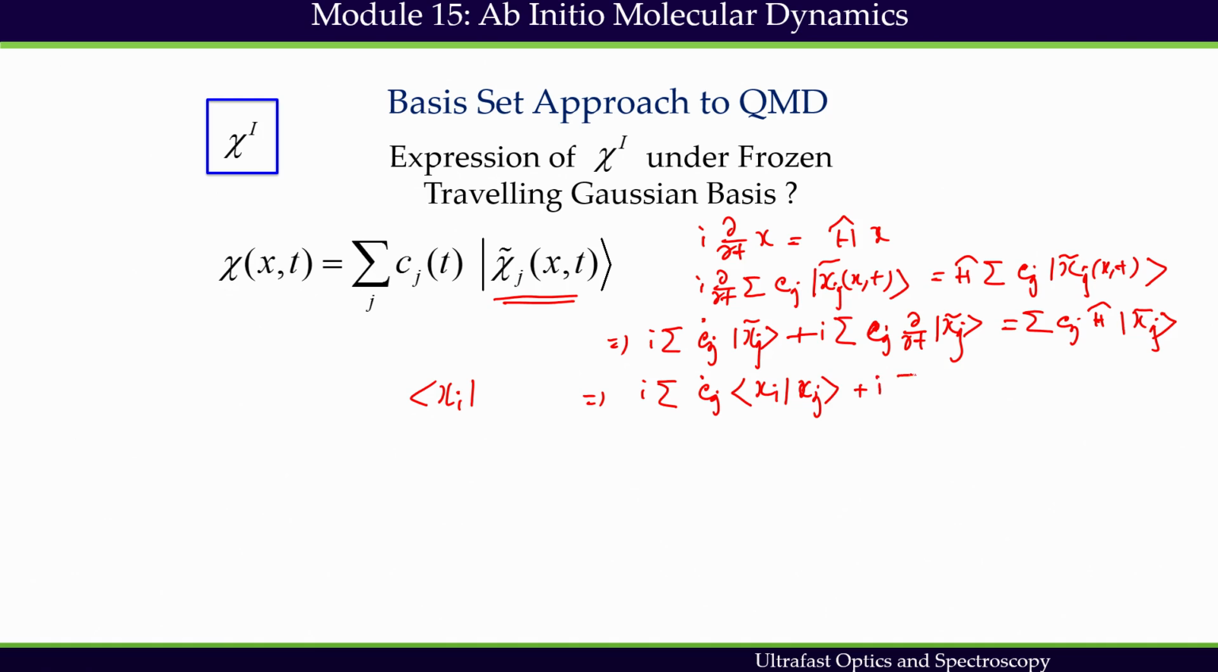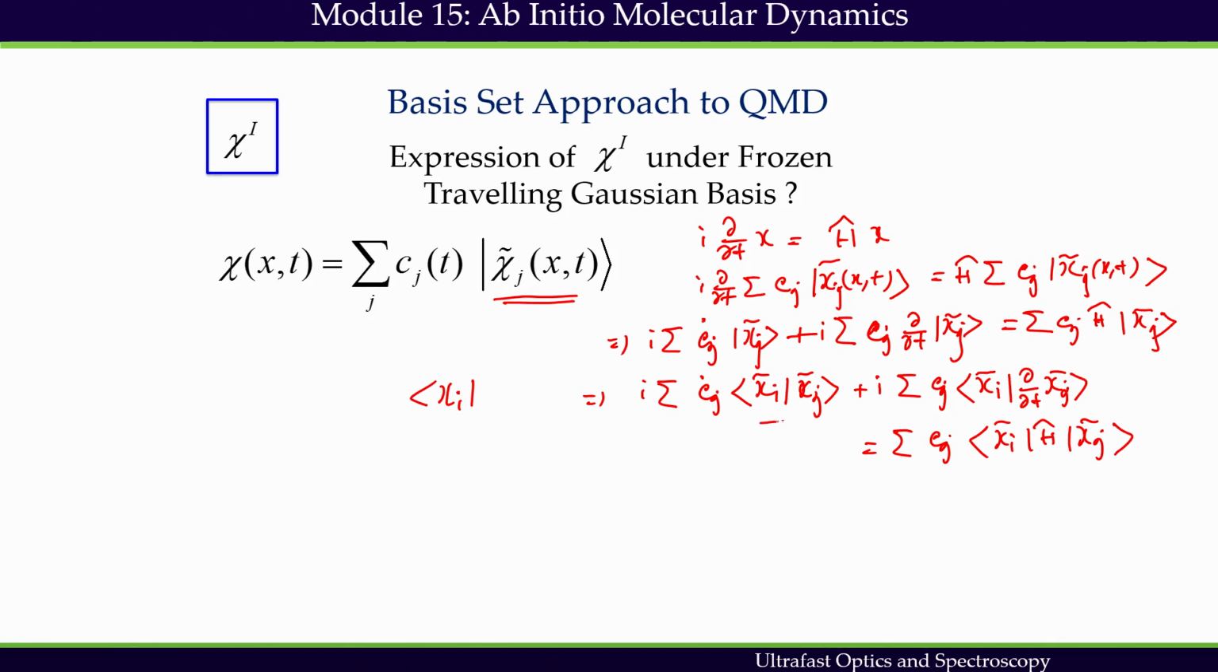plus I cj then chi I first derivative of chi j equals summation of cj then this is chi I h chi j. So this is the expression we finally get.